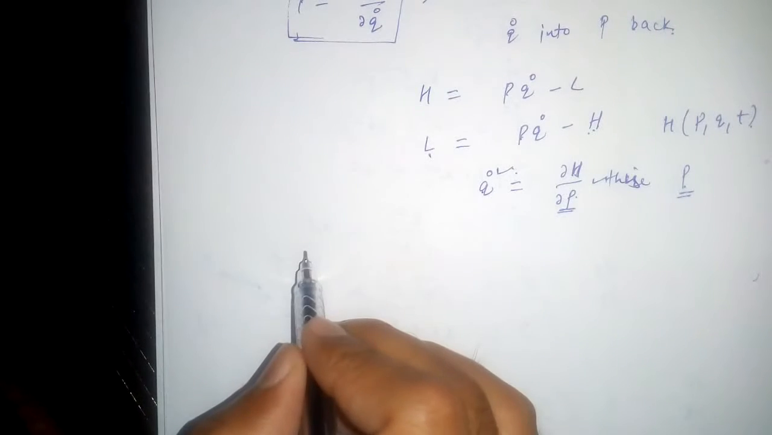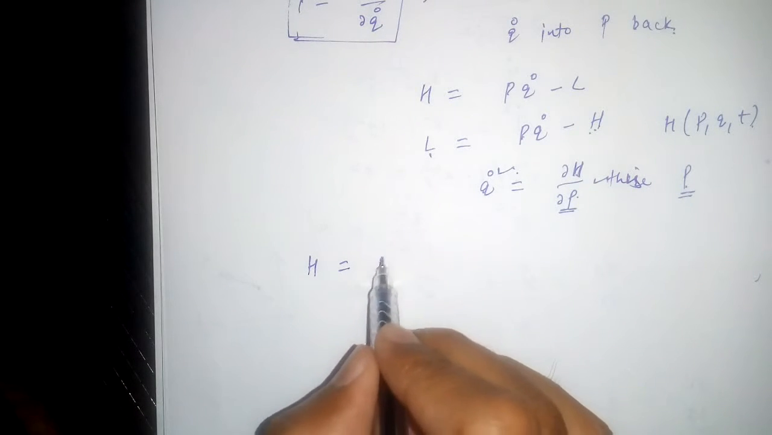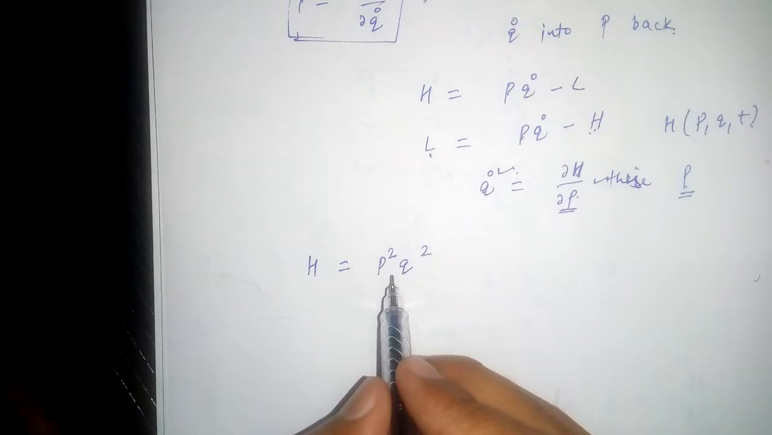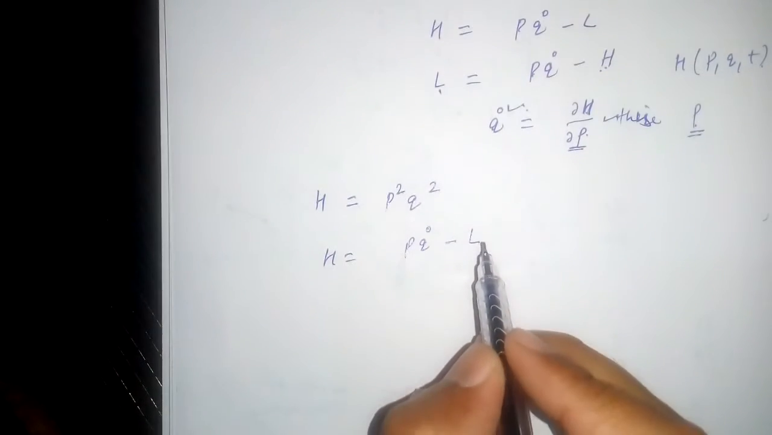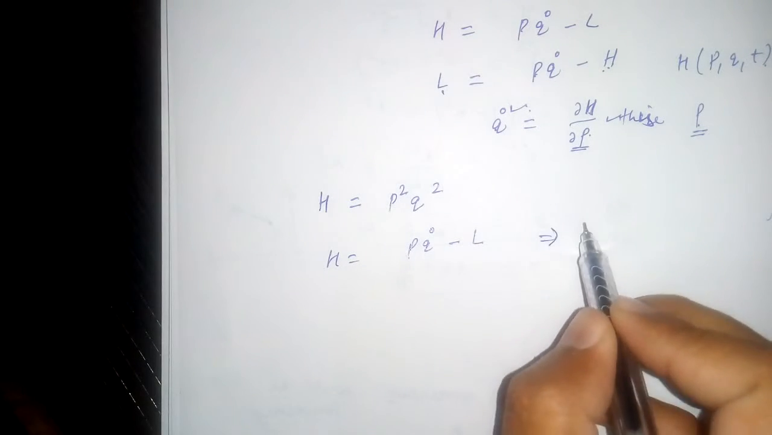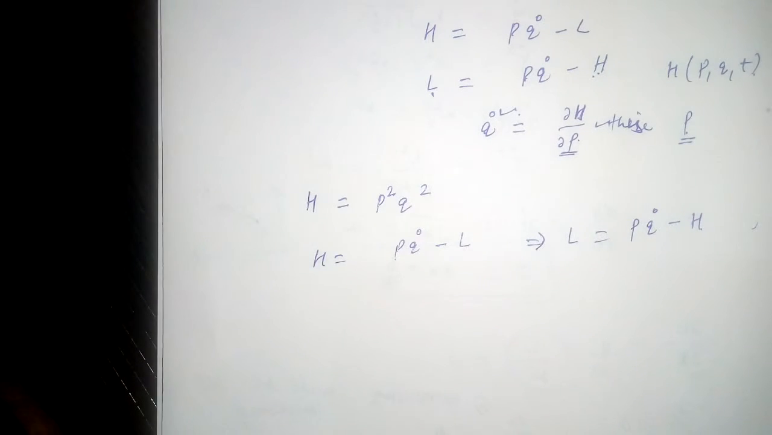Let's take an example. Let's say the Hamiltonian is given as P square Q square. We have to find its Lagrangian. What is the Hamiltonian? P Q dot minus L. Our reverse is, the Lagrangian will be, so our Hamiltonian will be given.